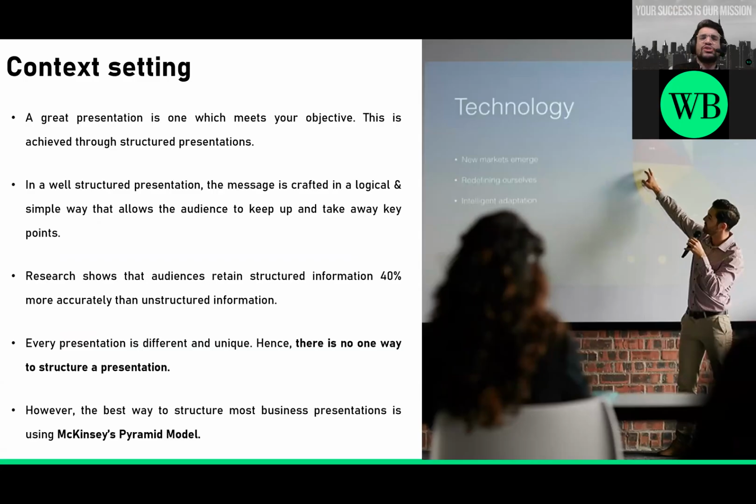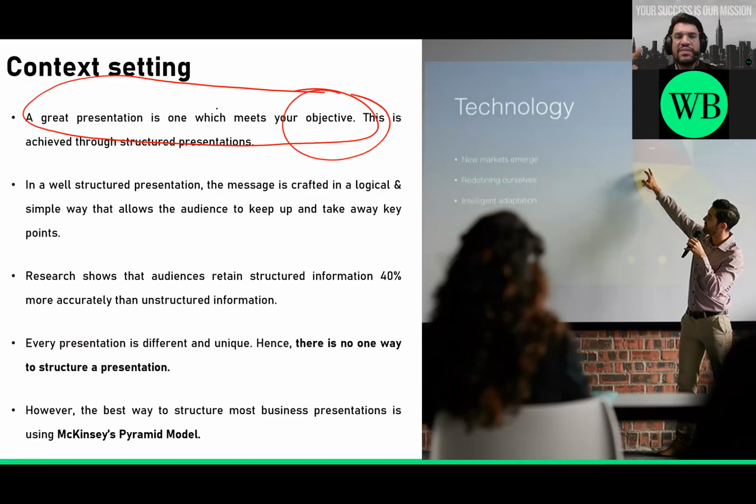A great presentation is one which meets your objective, right? And that's what we've said all business communication is about. Number one, understanding or being understood clearly without any doubt. That's one principle of effective communication. And number two, effective business communication is about objectives being met. And that's exactly what a good presentation is supposed to do. It's supposed to help you meet your objectives. This is achieved through structured presentations.